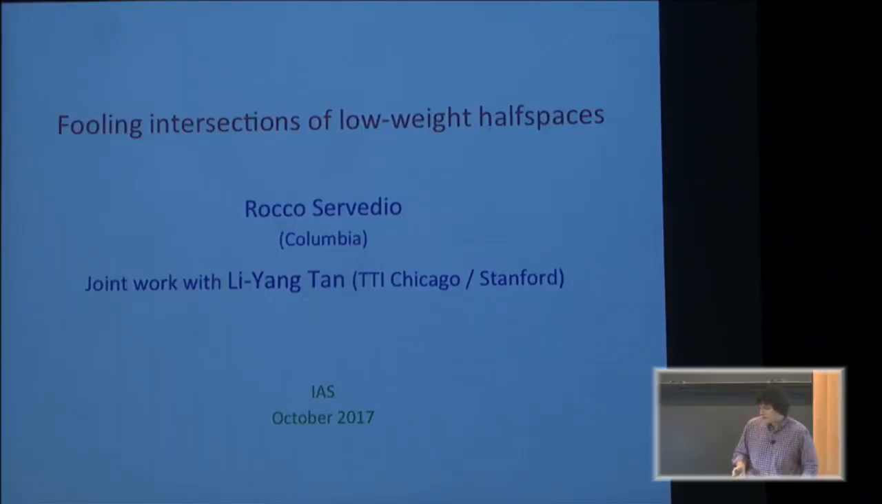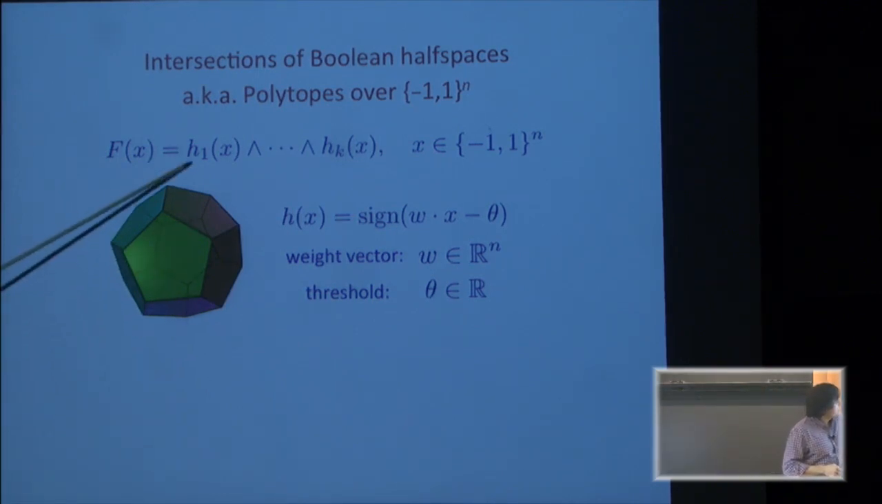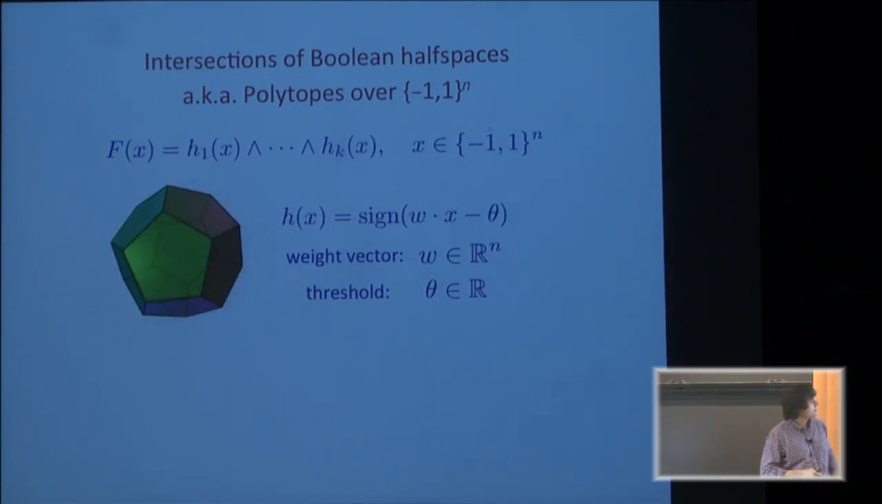Okay, so it's going to be a talk about intersections of low-weight half-spaces. We can also think of these as polytopes, and I should say right out front, I'm going to be exclusively concerned with the domain which is the Boolean hypercube. You can think of it as -1, 1 to the n, or 0, 1 to the n, it doesn't really matter. So here's a pretty picture of a polytope. Again, it's just the intersection of some half-spaces or linear threshold functions, whatever you want to call them.